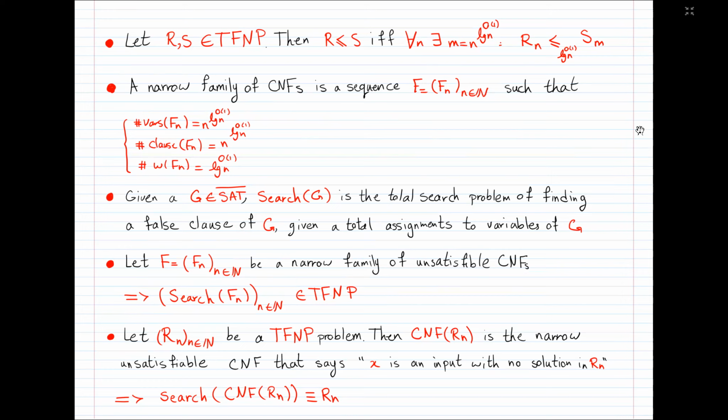Now we want to get some CNFs in a meaningful way from TFNP problems. So let R_n be a TFNP problem, then CNF(R_n) is the narrow unsatisfiable CNF that says that x is an input with no solution in R_n. And as R_n is a total NP search problem, we get that CNF(R_n) is actually unsatisfiable. And we get that Search(CNF(R_n)) is equivalent to R_n with respect to reductions.